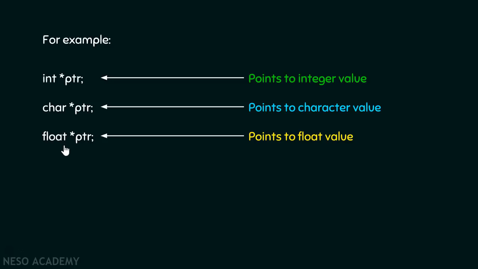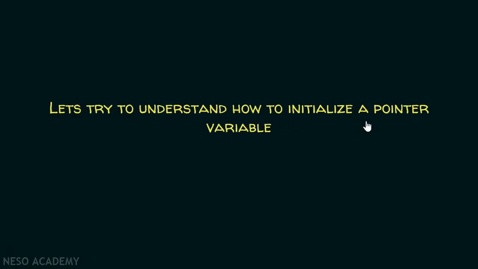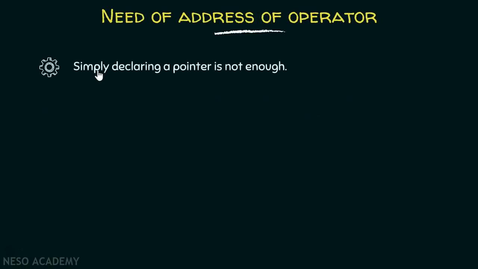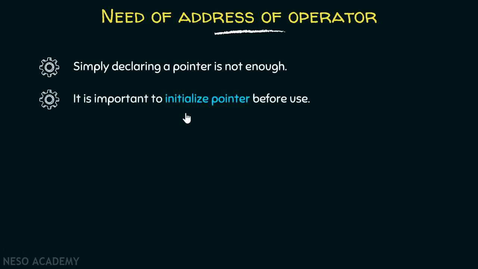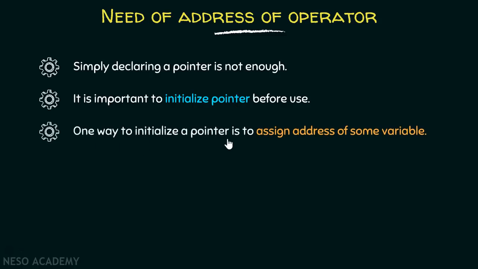Okay. Now, after understanding how to declare a pointer variable, let's try to understand how to initialize a pointer variable. Simply declaring a pointer is not enough at all. We have to initialize a pointer variable before using it. One way to initialize a pointer is to assign the address of some variable. If we have a variable, then we can assign the address of that variable with the help of the address of operator. We will understand how the address of operator looks with the help of an example.